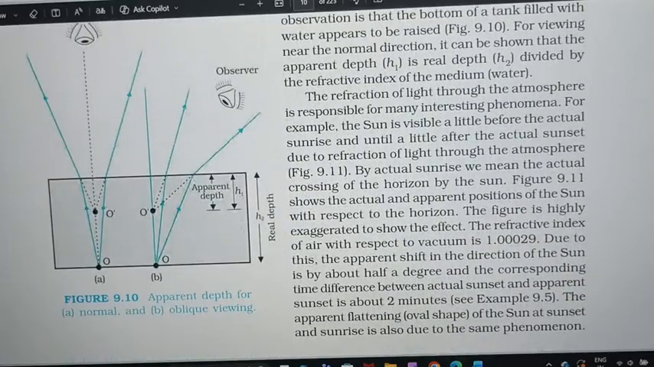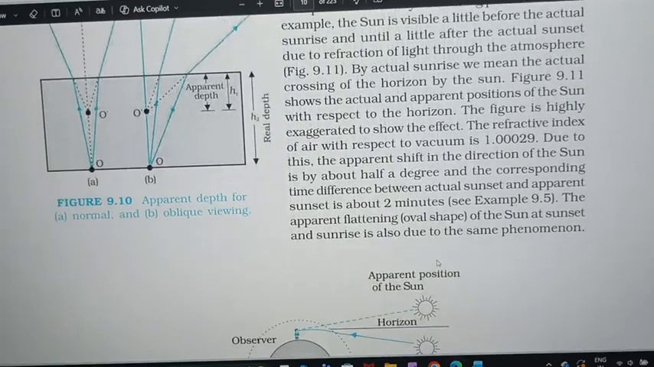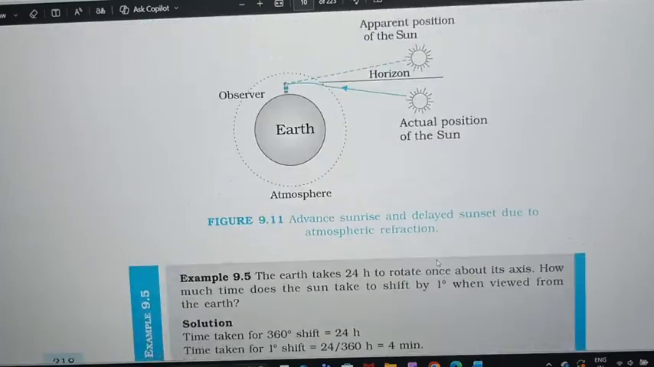So actually there is a 2 minutes delay that is happening. Refractive index of air with respect to vacuum is given, and 2 minutes is the difference between the actual sunset and apparent sunset. Actual sunset would have happened earlier, but because the apparent position is slightly higher, you're still able to see. A 2 minutes delay will be there. So that is one more real application.